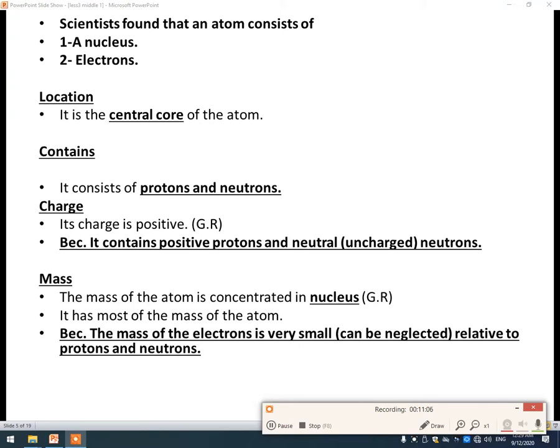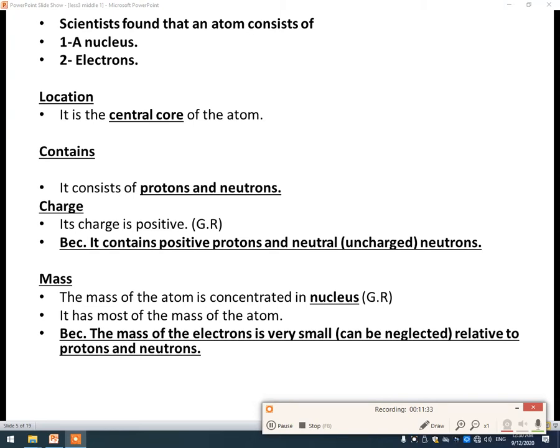Okay, now let's talk about the nucleus, number one. Like we said, the nucleus is found in the middle of the atom. So its location will be the central core of the atom. What do we mean by central core? In the middle. Okay? So now let's talk about what the nucleus consists of.